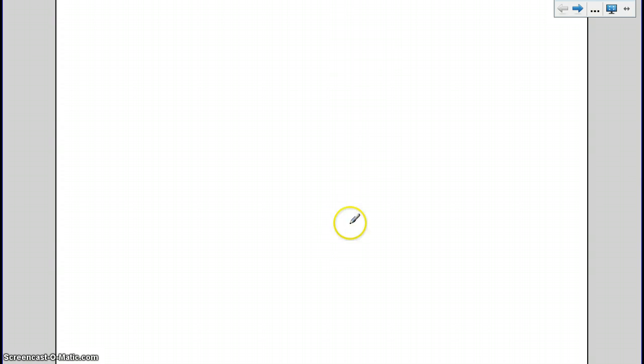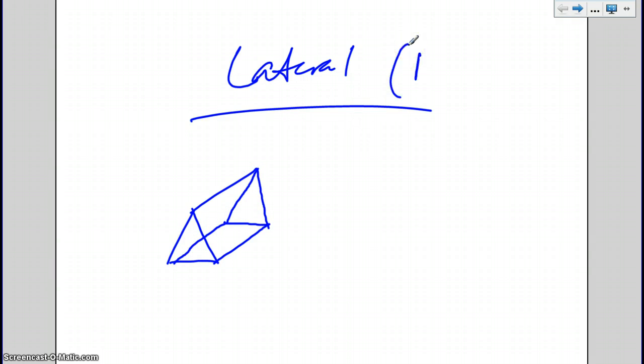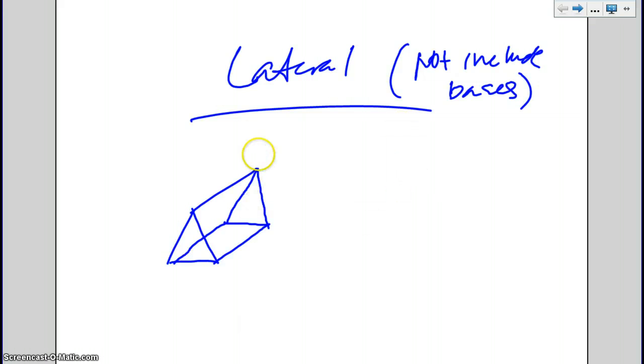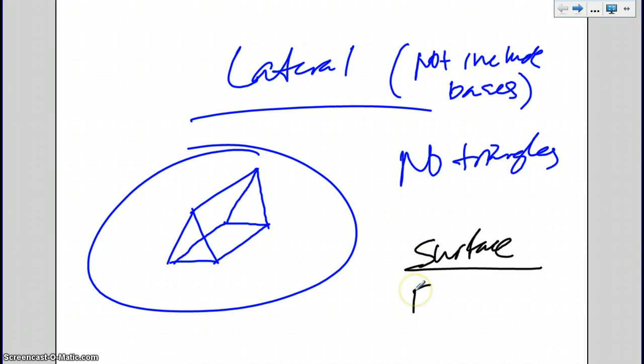If I'm looking at the lateral area of a base, then if this is my shape, my lateral area does not include the bases. Okay, so that means everything but the triangles is my lateral area for this shape. So no triangles. So I'm looking for everything I can touch except for these two triangles. Surface area is including those two triangles. So surface area is the faces and the bases. That's everything.